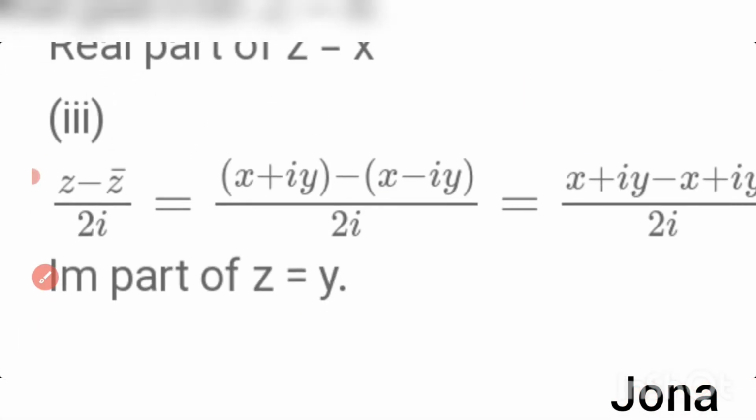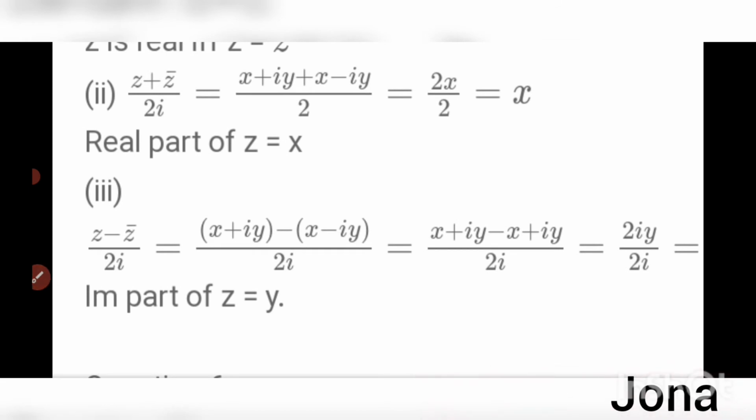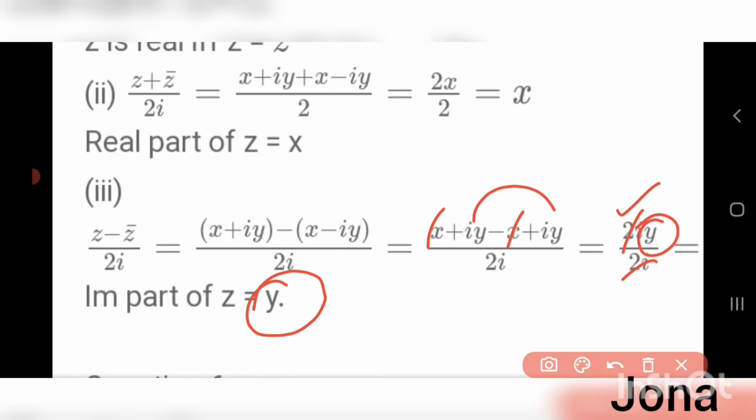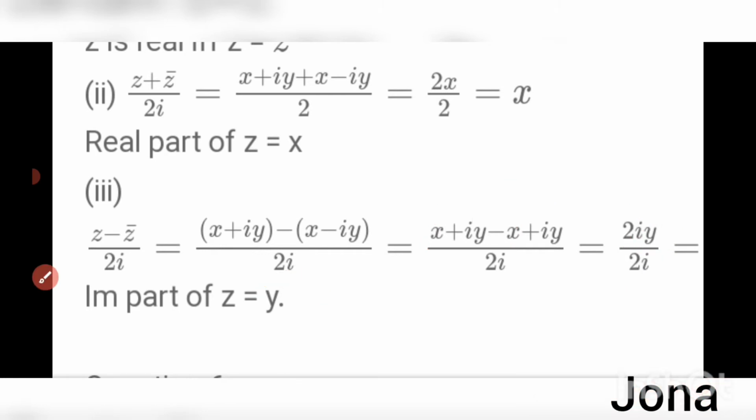And then in the third one we have Z minus Z bar divided by 2i. Here Z is x plus iy, Z bar is x minus iy, divided by 2i here. So x plus iy, we have to multiply this by the minus symbol. So it is minus x plus iy. So we can cancel these two, and then iy plus iy is 2iy divided by 2i. We can cancel here also. So simply we have y here. So the imaginary part of Z is y. So this is the proof what we want here.